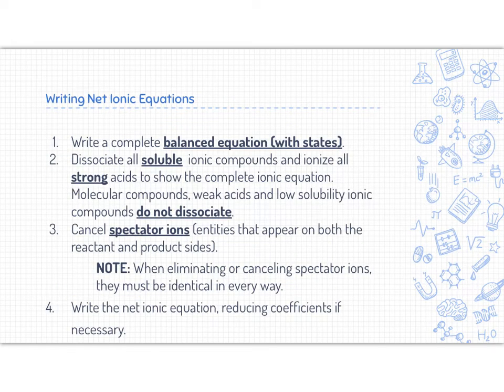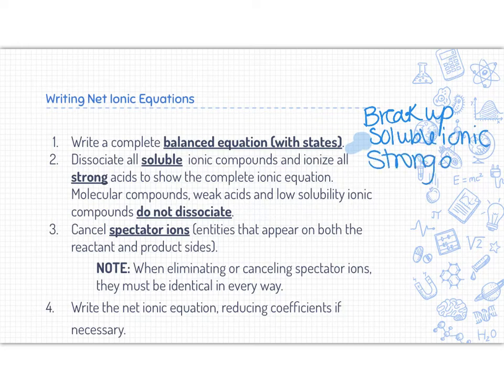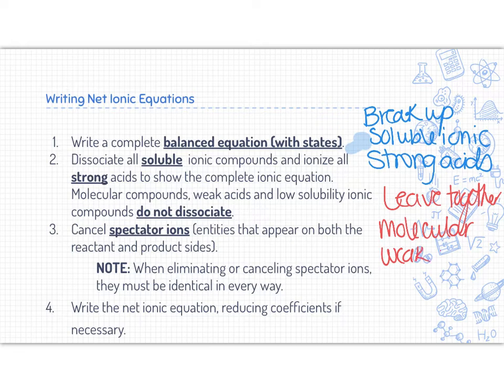Steps to writing a net ionic equation: we're going to write a complete balanced equation with states. And we are going to dissociate all soluble ionic compounds and ionize all strong acids. So this means we're going to break up soluble ionic compounds and strong acids. Things we're going to leave together are molecular compounds, weak acids, and insoluble ionic compounds. So we're looking at a dissociation.